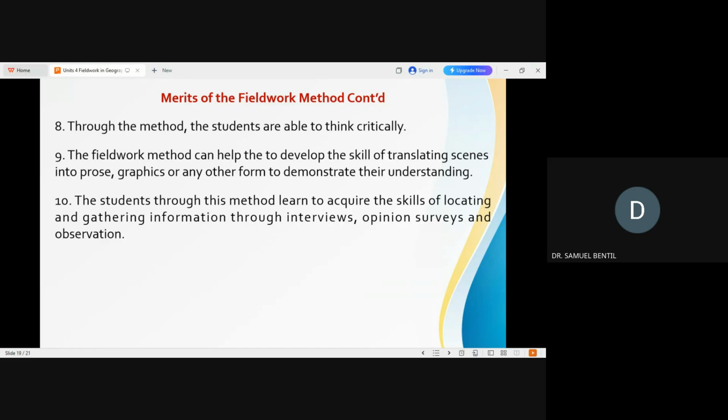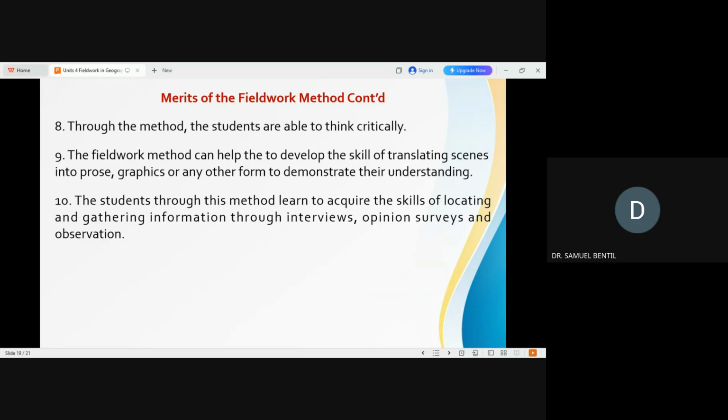Now, through fieldwork, students are able to think critically. So it nurtures critical thinking and analytical thinking skills among students. And also, the fieldwork method can help to develop the skills of translating scenes into prose, graphics, or any form to demonstrate their understanding. So you go to the field, you observe the scenes, and you're able to narrate. You're able to present it in a graphical or any form that will make meaningful sense in communication.